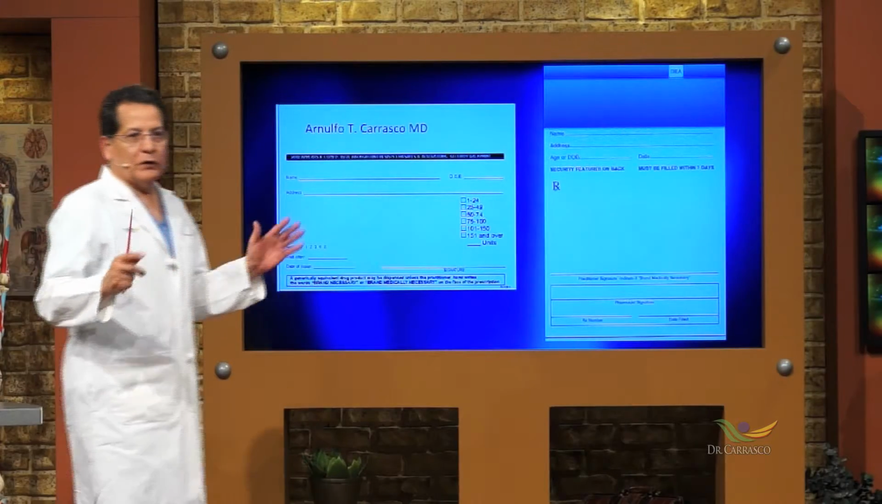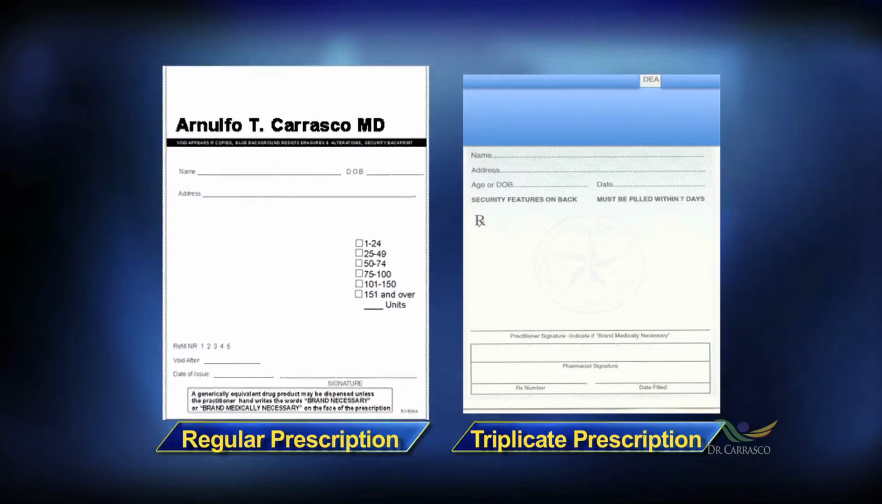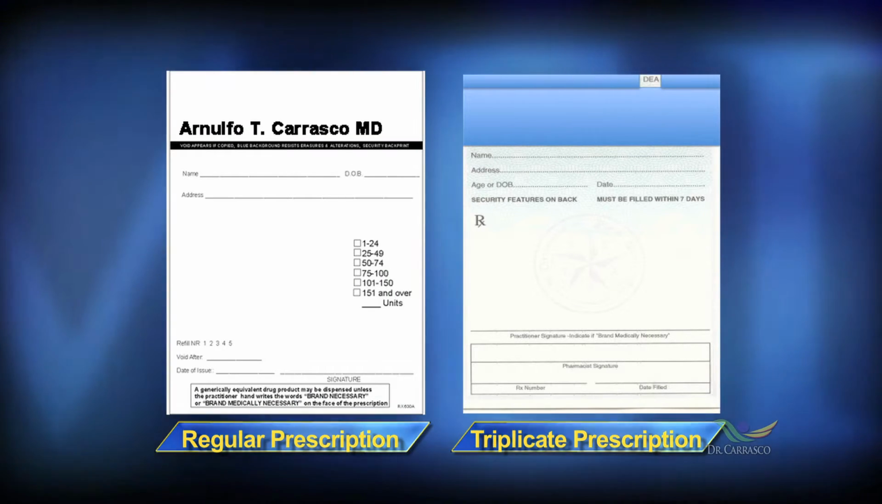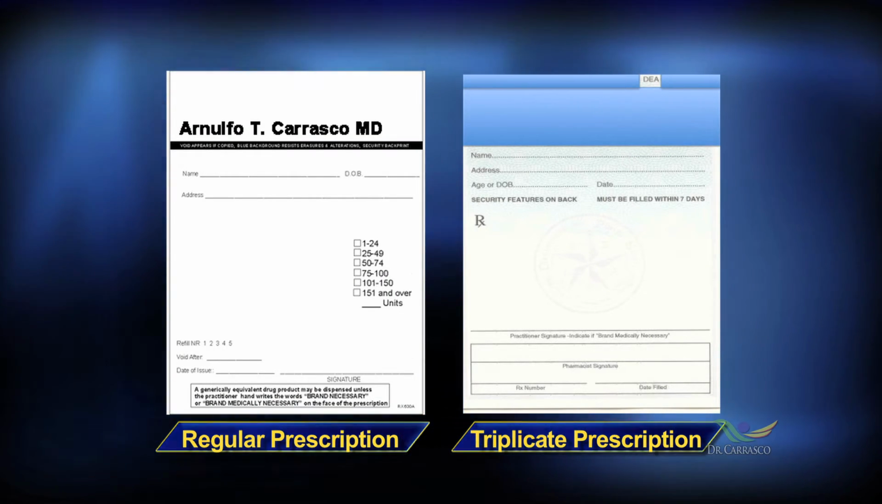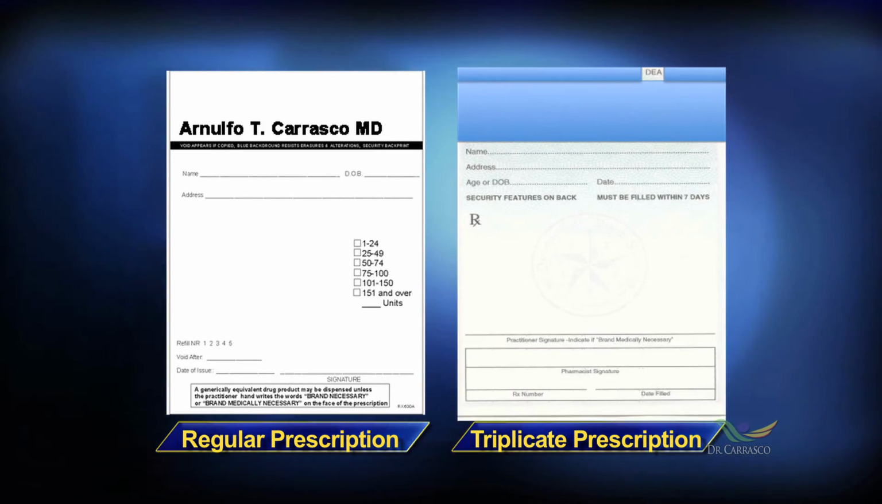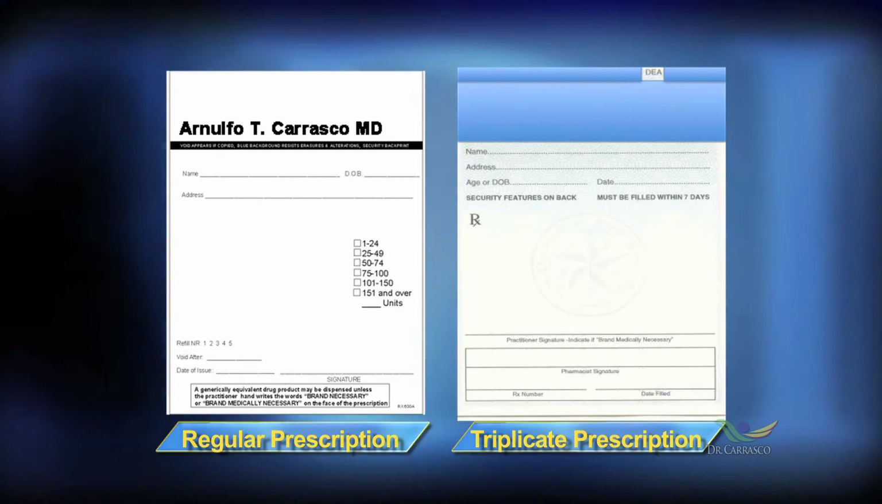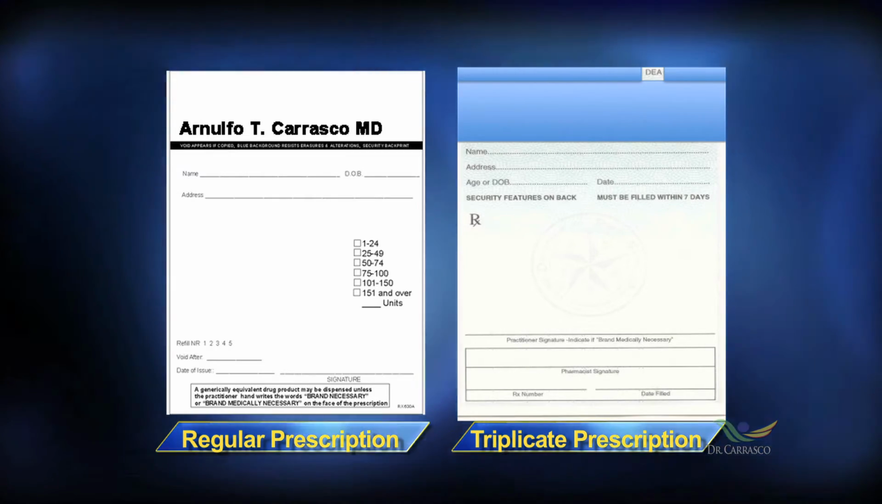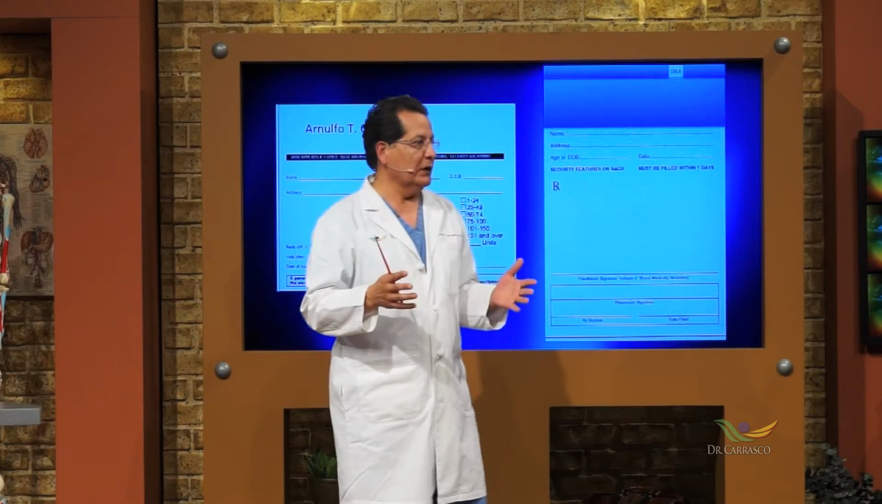So what's the difference? When you go to the doctor, you may get different kinds of prescriptions. On the left here, you see a regular prescription. You write your name, you sign it, and the patient takes it to the pharmacy and fills it. This is a triplicate, regulated by the state. This prescription has to be signed. It can only be signed within 7 days. It's for controlled drugs, okay?